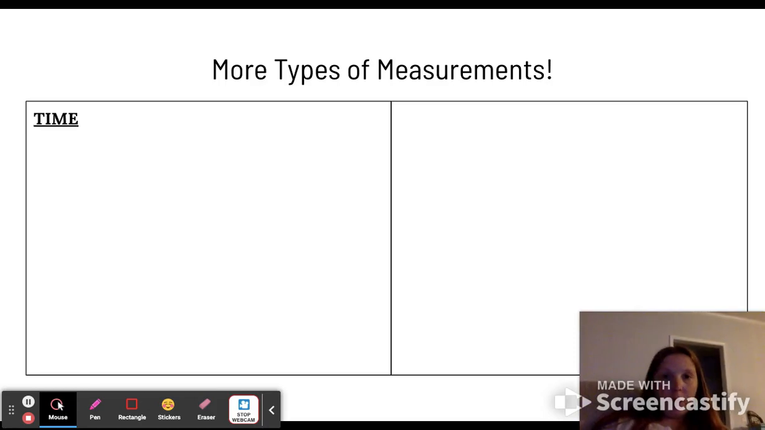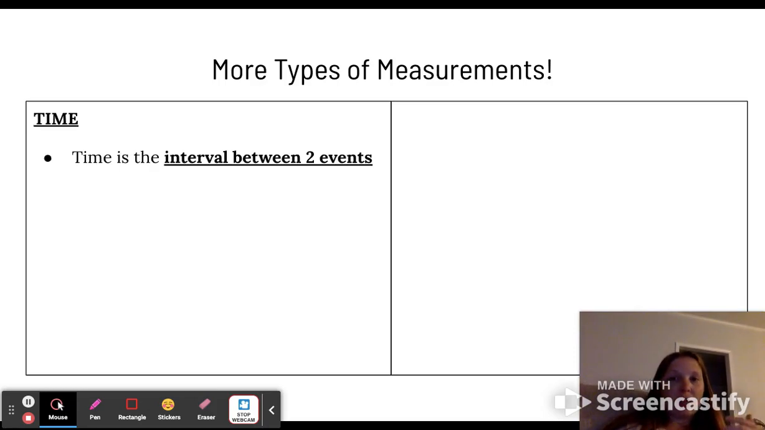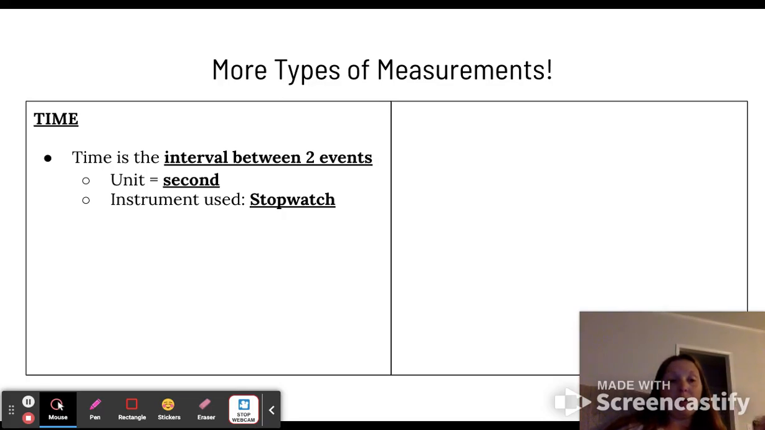Time is another measurement that we'll look at. And this is just an interval between two events. It could be seconds, which is what we tend to use, minutes, days, years, all of those measure time. But again, the unit that we like to use is seconds. And we will use a stopwatch for this.